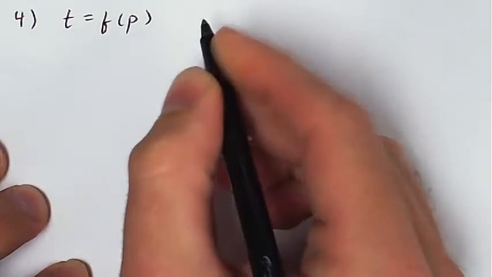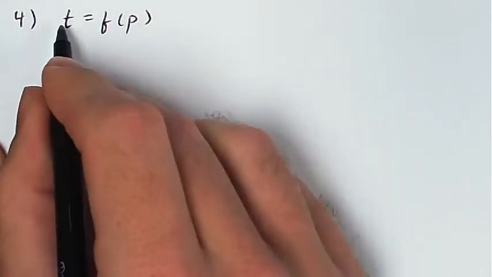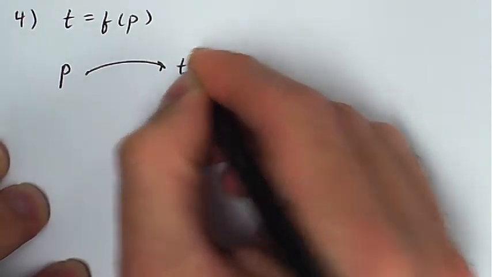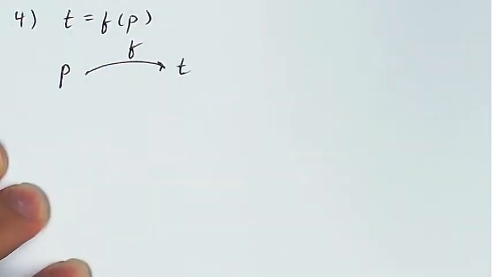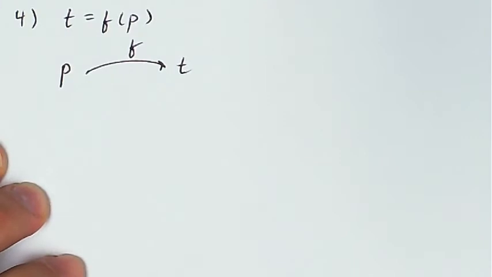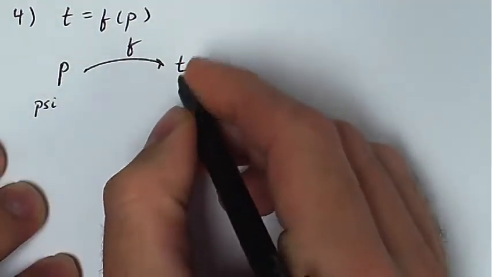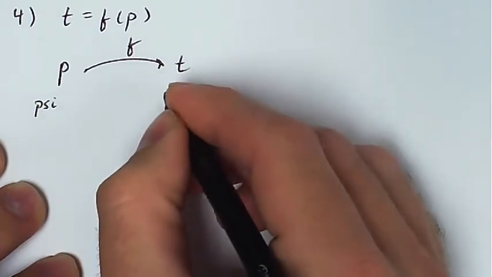So what's happening here is we're taking in a p and getting back a t value. That's what the mapping looks like. It takes in a p value and gives you back a t. P is measured in psi. T is measured in what? Hours? Yeah.